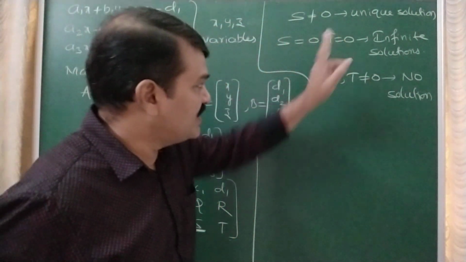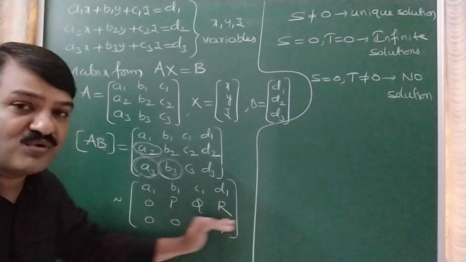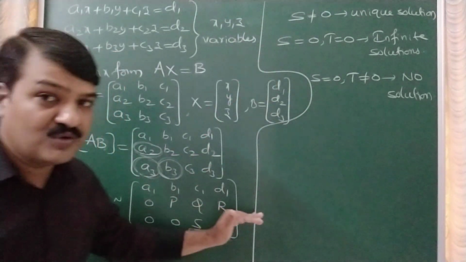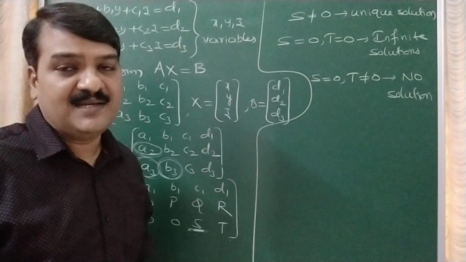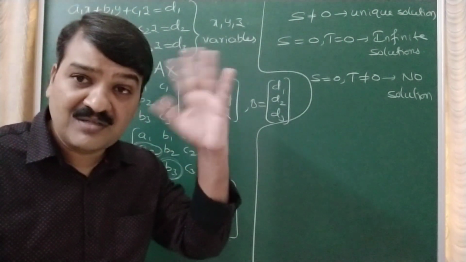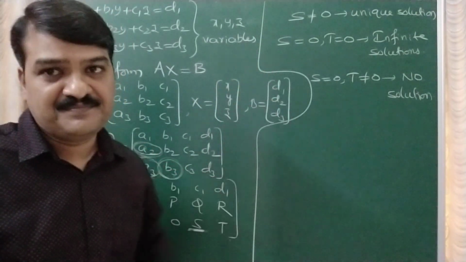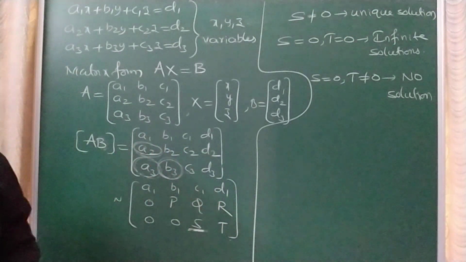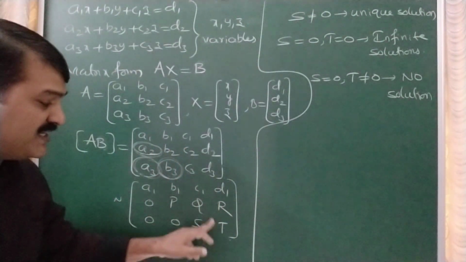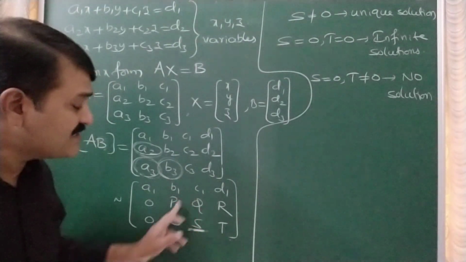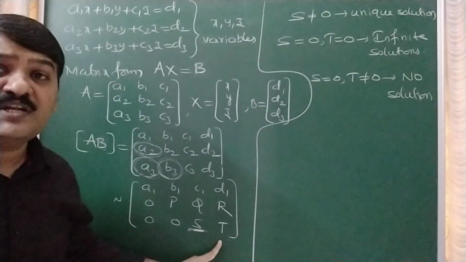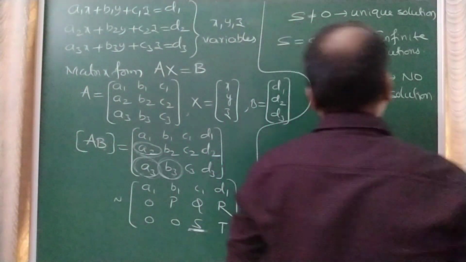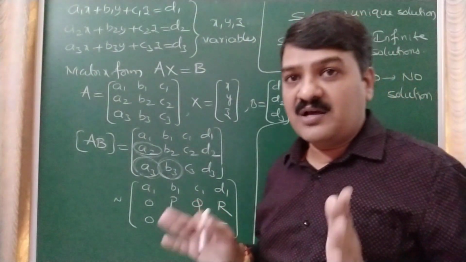So S0, T0 means all the elements of a row are 0. For infinite solutions, you will get all the elements of a row 0, or two rows identical, or two rows in same ratio. All these are for infinite solutions only. So no solution means first three elements 0, last element non-zero. Unique solution, this element is non-zero. For unique solution, S must be non-zero. That does not depend on T. Keep in mind, just S must be non-zero to get a unique solution. So this is the process we are going to adopt.